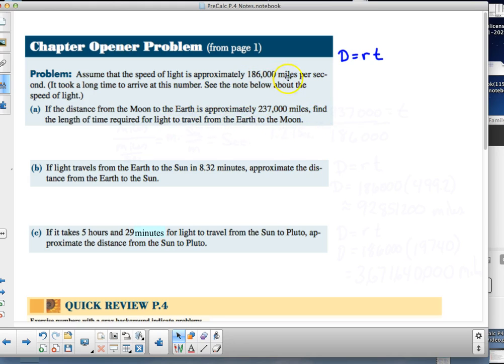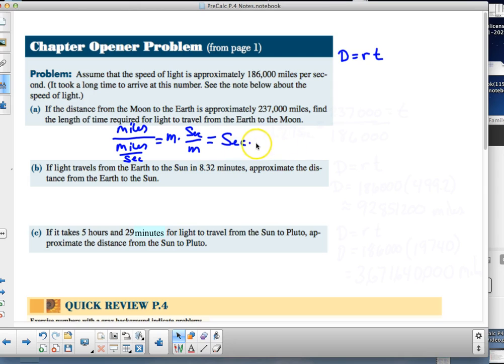Now remember, this is per second, so that's a rate. That's 186,000. This is a distance. So if I take my distance divided by rate, I get time because I want to find the time. Okay, so I'm looking at here miles over miles per second. My answer should be in seconds, and yep, that works.